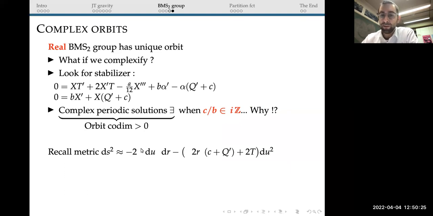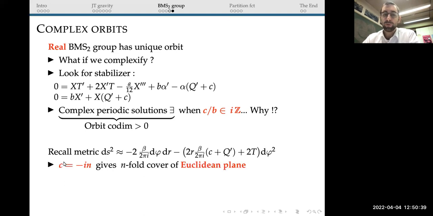Suppose that you write the metric in this way, and specifically, let's write the corresponding Euclidean metric. Now I'm writing everything in terms of the angle phi, and I'm Wick rotating the metric. Suppose that you set Q and T to zero. Then you can verify that when C is i times an integer, this metric is an n-fold cover of the Euclidean plane. And of course, the Euclidean plane, or even the n-fold cover of the Euclidean plane at infinity, at least, has a non-trivial three-dimensional isometry group, which is just the Euclidean group. And so this is where the enhancement of the stabilizer comes from. Keep in mind, by the way, that in the metric formalism, B equals minus one.